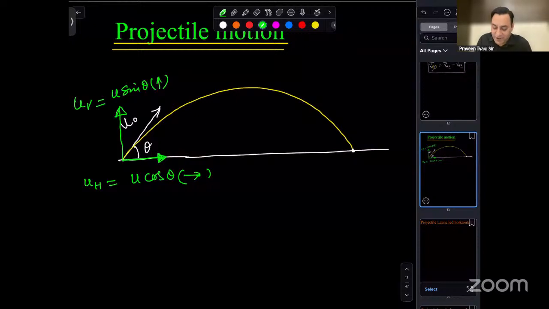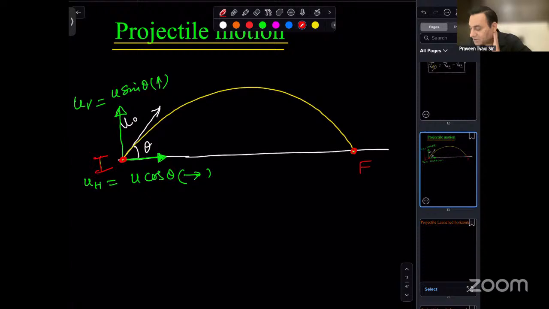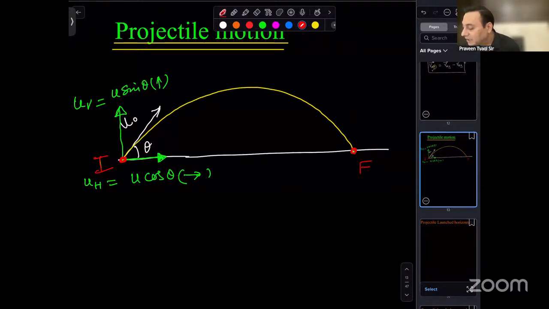So now, I want you to tell me the total time of flight. Suppose I gave you this question. This is the initial position, let me mark it as I, and this is the final position. I want you to find the total time of flight from here to here. To find the time, generally you will be dealing with vertical motion.